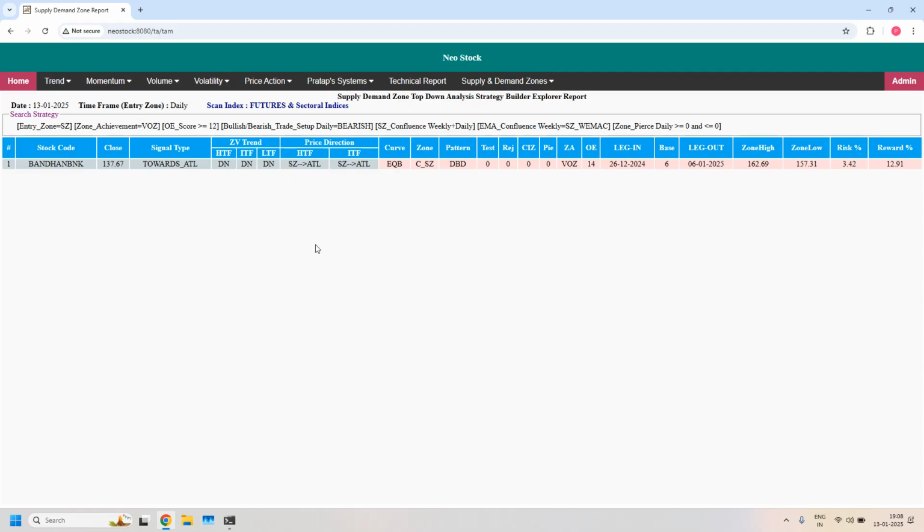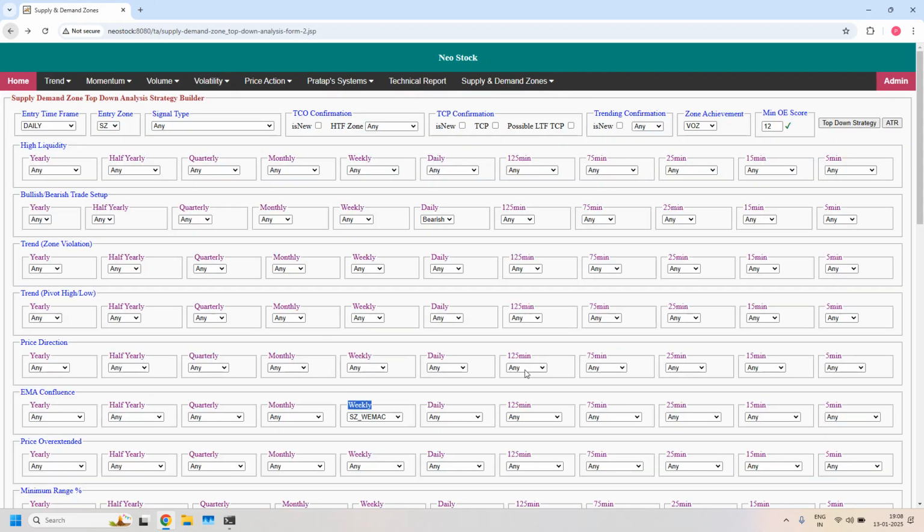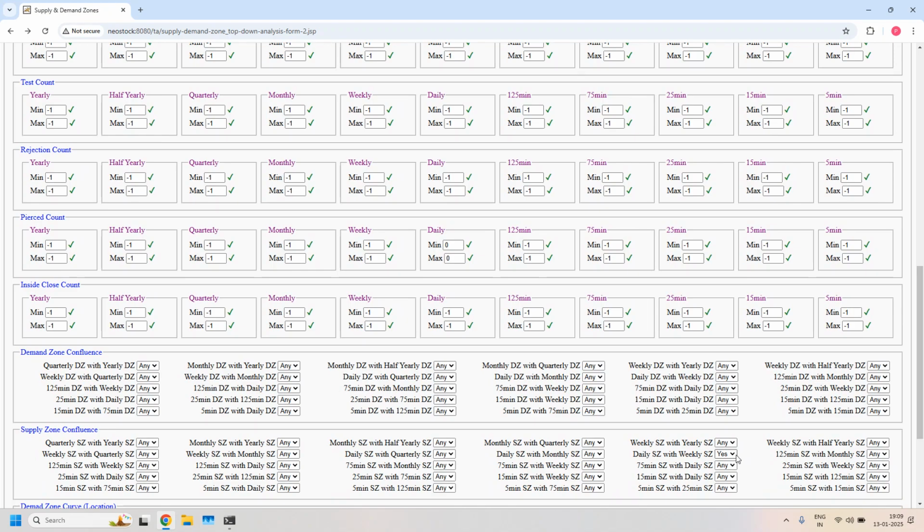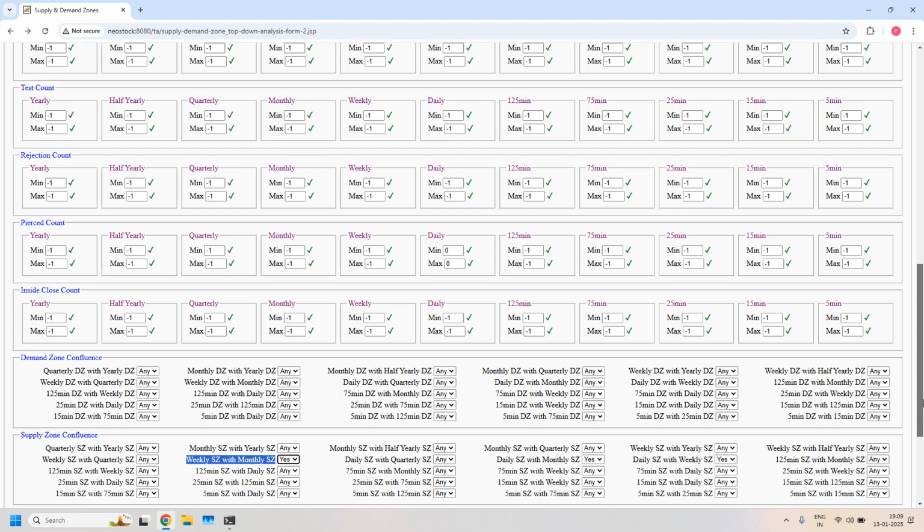Okay, next let us look for LTF, ITF, HTF supply zone confluence. Without the EMA filter, we got two stocks earlier. In those two stocks, let us add LTF, ITF, HTF supply zone confluence. The first filter is already enabled, daily with weekly. Next, daily supply zone with monthly supply zone confluence. Weekly supply zone with monthly supply zone confluence.